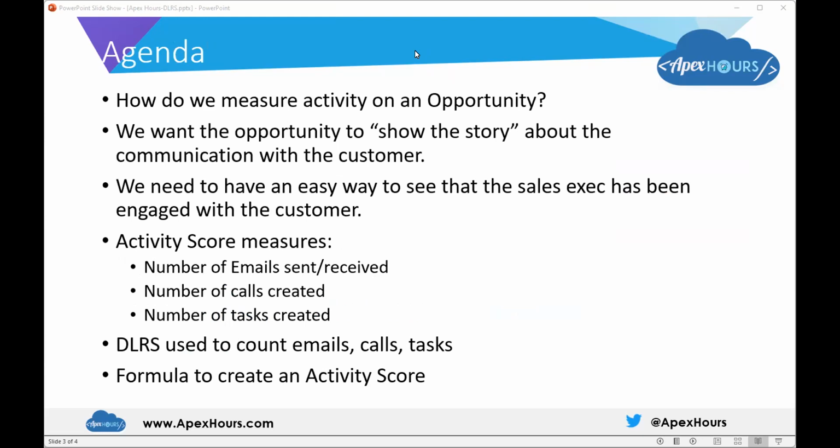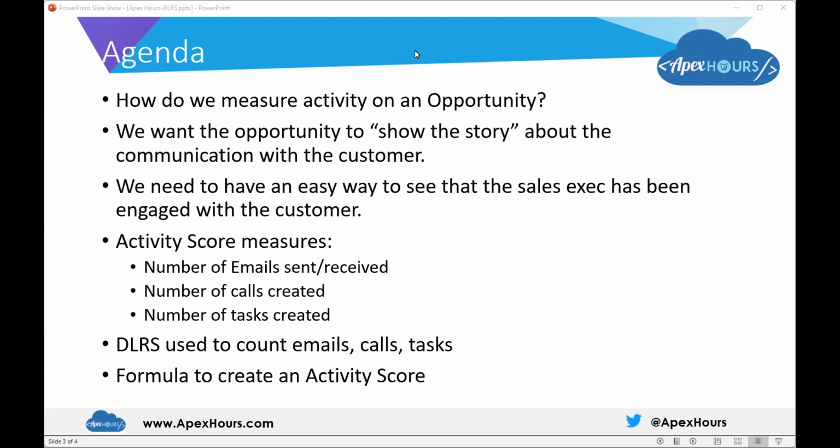The question is, how do we measure activity on an opportunity? We want this opportunity to show the full story about the communication that we've had with that customer. We need an easy way to see, perhaps as the sales manager approving or reviewing the opportunity, that the sales exec has been actively engaged with that customer. And again, the opportunity has got to show the full story.